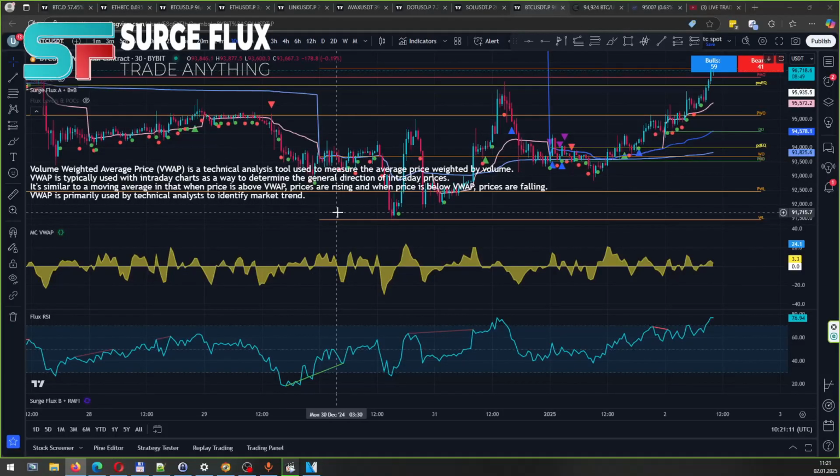In this video, we will look at the VWAP that you can find on Market Cipher, that looks like this. And then we will look at VWAP indicators on Cipher Flux A.